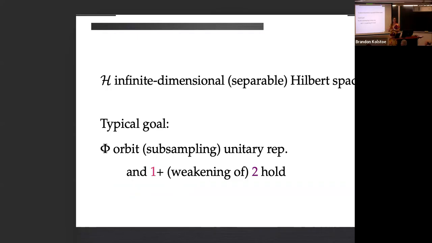Okay, in infinite dimensions, now we usually have different kinds of questions because the only equiangular tight frames in infinite dimensions are orthonormal bases. And so those are understood in some sense. There are still some interesting questions, but for frames, we might ask, we now want our phi to be an orbit or a subsampling of that orbit of some unitary representation. And we want one, i.e. we want the constant norm. I mean, we get that for free with unitary. And two, or some weakening thereof. So maybe not a tight frame, but one of these other things we like to talk about, like a Bessel sequence.